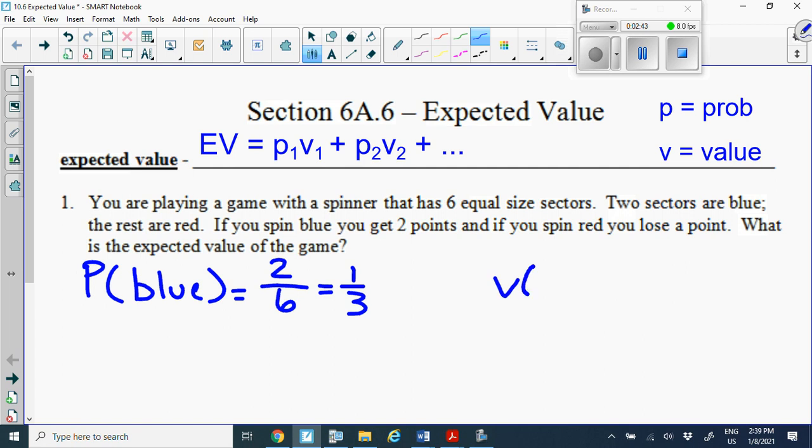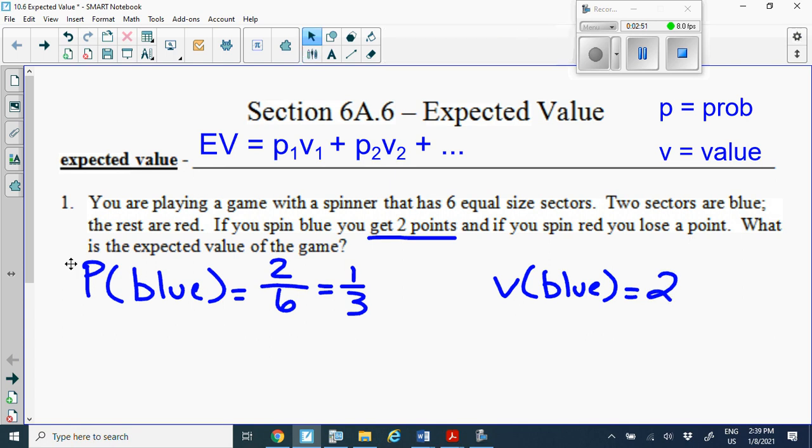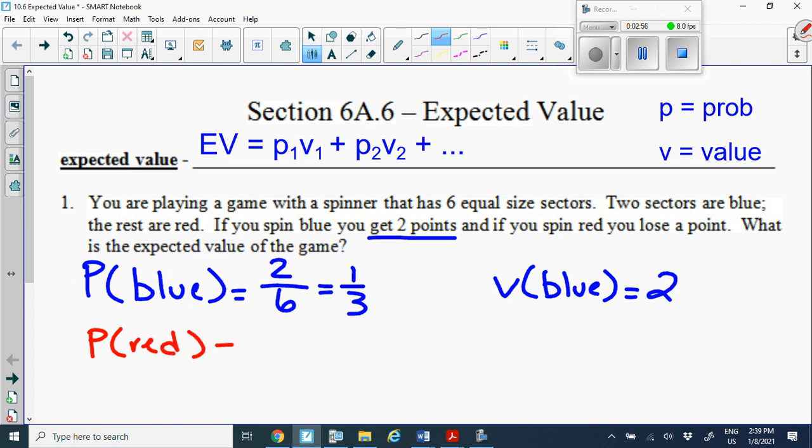Now let's talk about the value of blue. So with the value of blue, do we gain or lose points? Well, we gain points. We get 2 points. So that's just going to be the number 2. Now let's find the probability of landing on red. So they said the rest are red. So we know 2 are blue and there's 6 total. That means 4 are going to be red out of the 6. Of course, let's simplify this. We get 2/3.